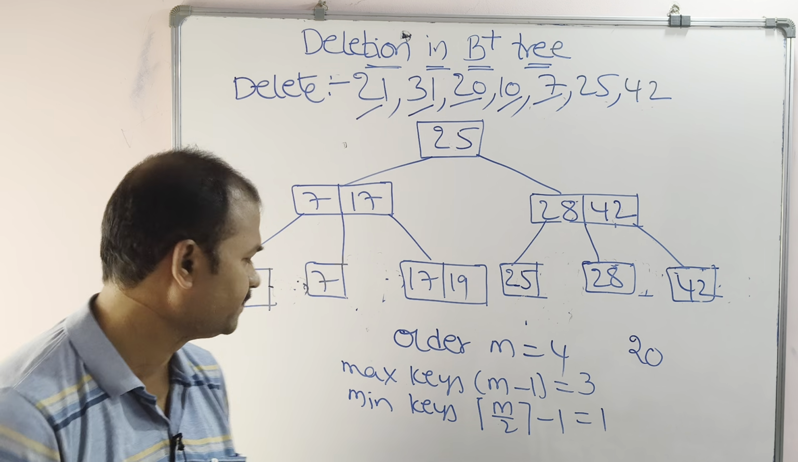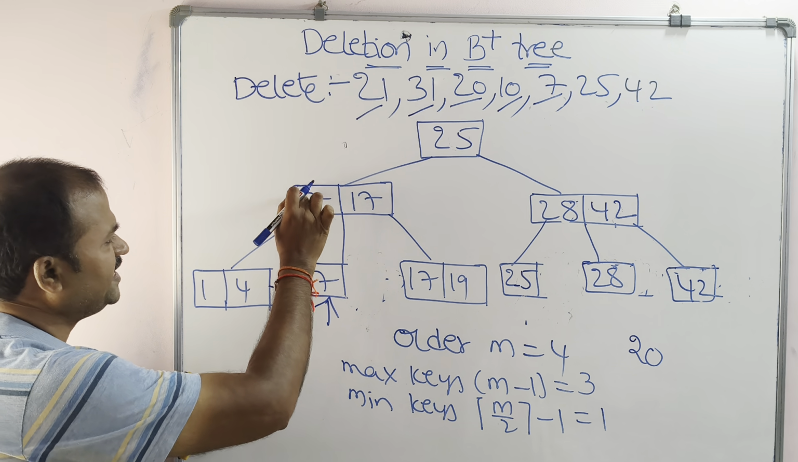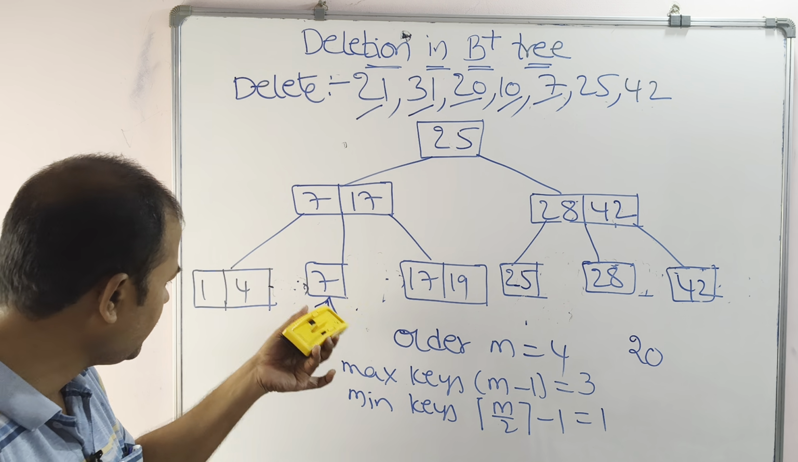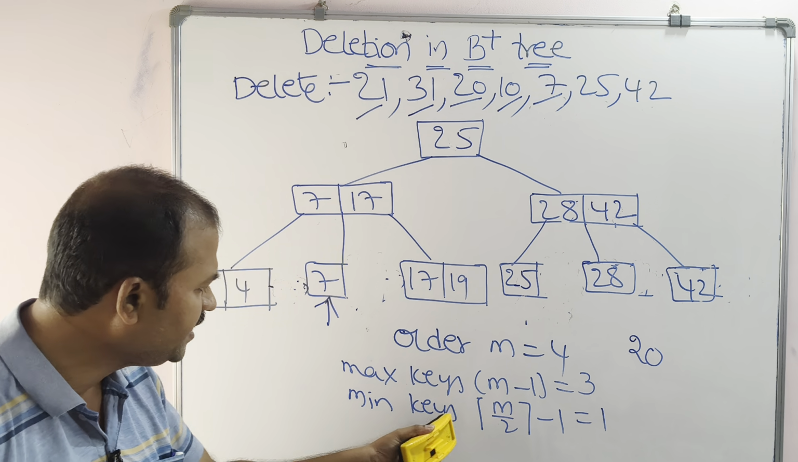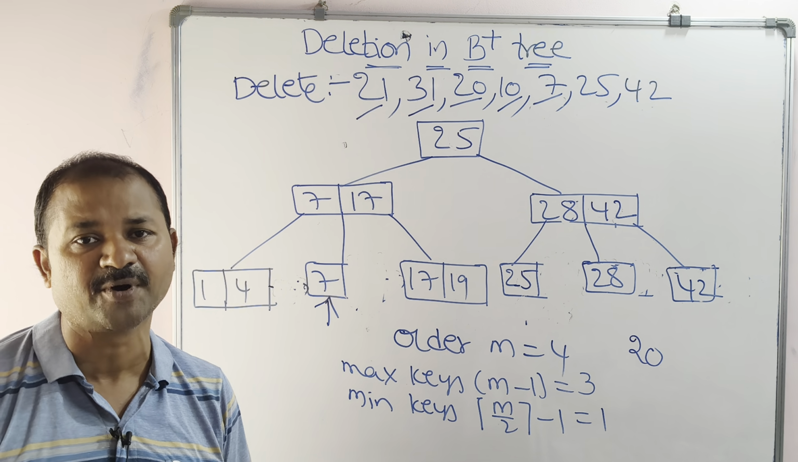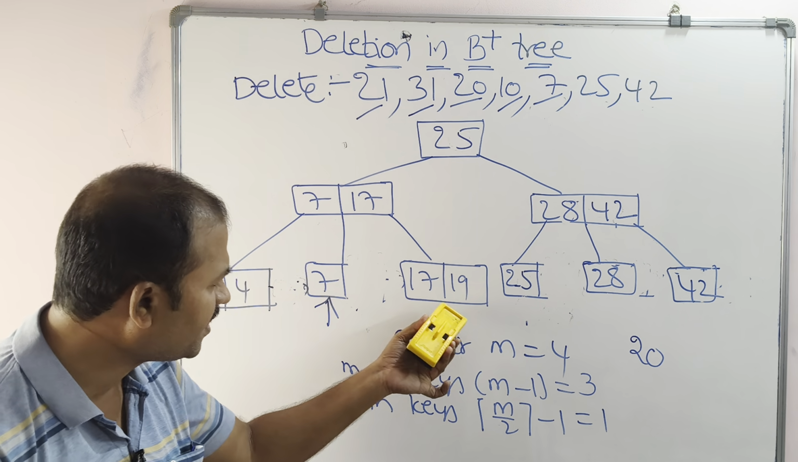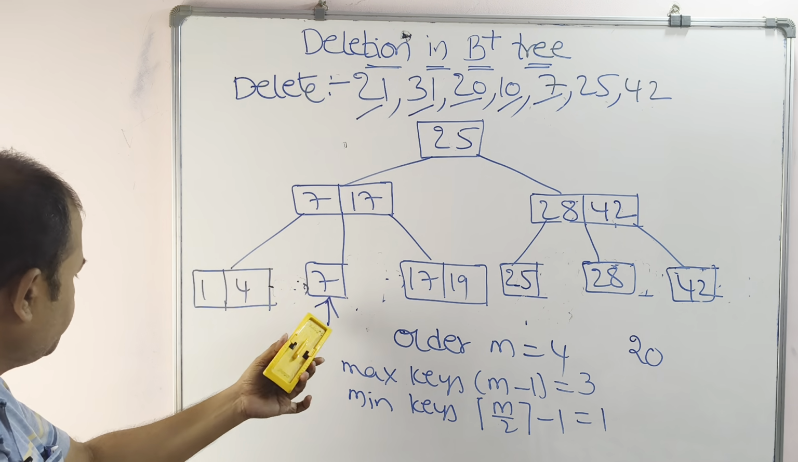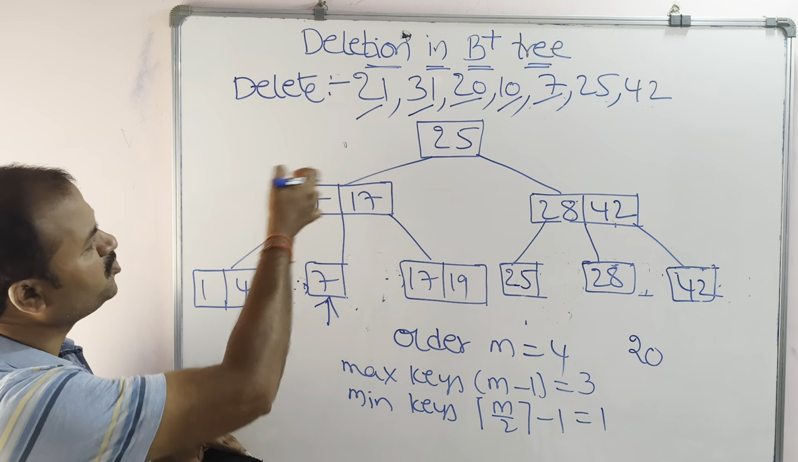Now let us delete 7. So find the location of the 7. So this is the location of the 7. As well as in the index or internal node also we have 7. But here what is the problem? This node is containing only one key. That means this node is containing only minimum number of keys. This node is not containing more than minimum number of keys. So we have to borrow a key either from left sibling or right sibling. Already we have borrowed here from the right sibling. Now let us borrow from the left sibling. So left sibling means the maximum value will be transferred.